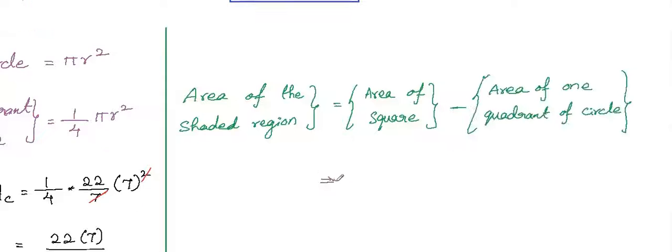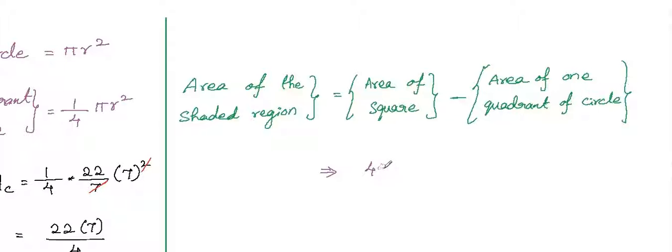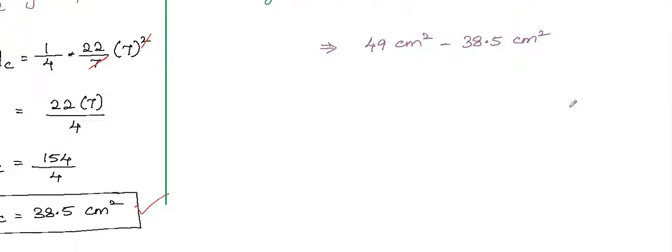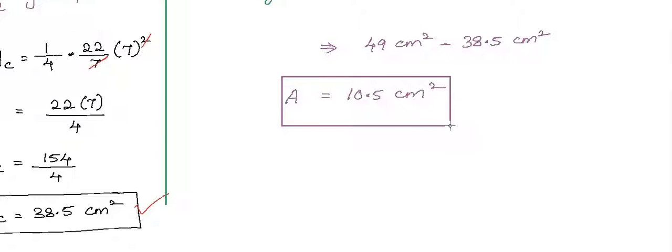So the area of the shaded region is 49 centimeters square minus 38.5 centimeters square. So the area of the shaded region is 10.5 centimeters square. So 10.5 centimeters square is the area of the shaded region.